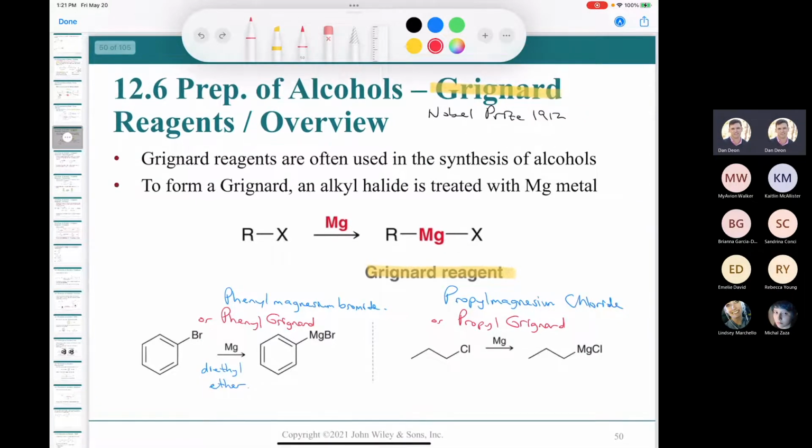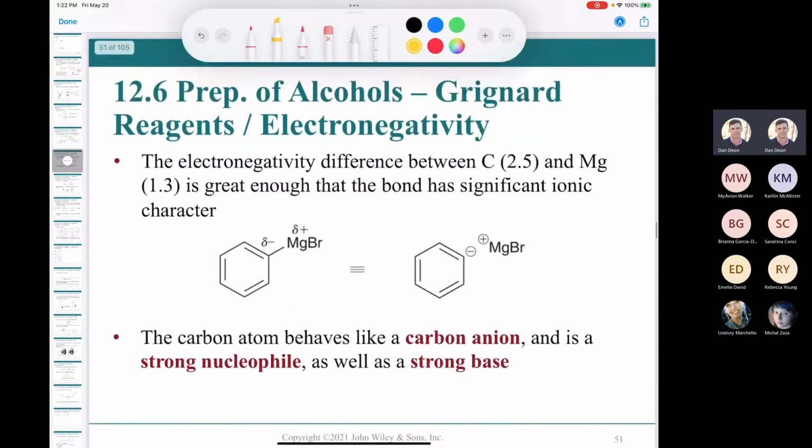Something interesting about this bond between a carbon and a magnesium. What's the electronegativity of a magnesium and a carbon? Well, let's take a look here. It says here there's a pretty good difference in electronegativity between carbon and magnesium. Carbon has an electronegativity of 2.5, and magnesium has an electronegativity of 1.3. And so the difference in electronegativity between the two would be 2.5 minus 1.3, which is 1.2.